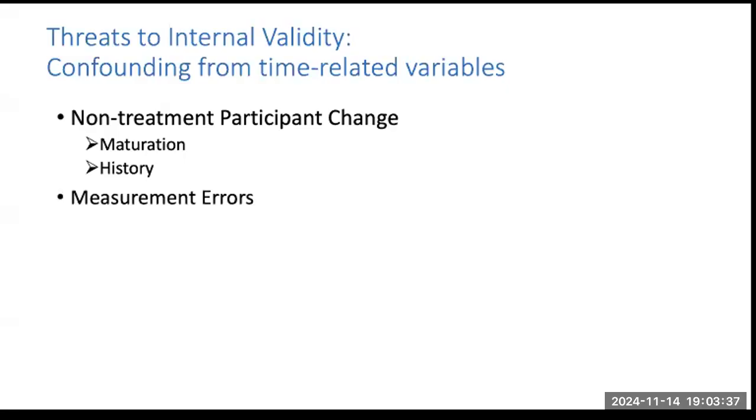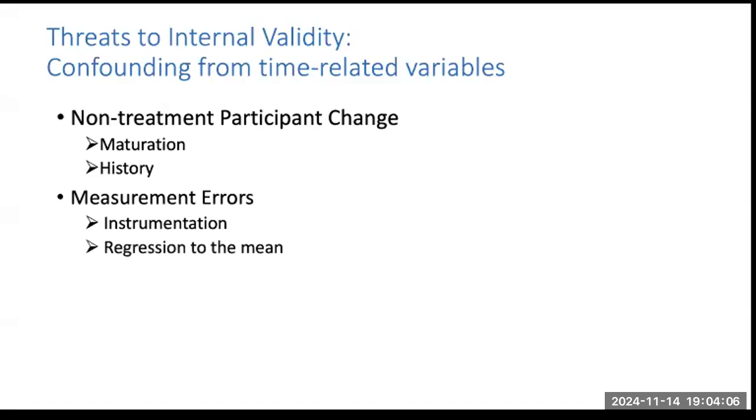Another threat to internal validity would be measurement errors. Two types of measurement errors. One is instrumentation. Instrumentation happens when you have a change in the measuring instrument. So let's say you're measuring somebody with a blood pressure monitor and you don't realize that the battery's starting to die. And many of you might know, when batteries start to go, the readings are flawed and can go really awry. So that would be an example of instrumentation.